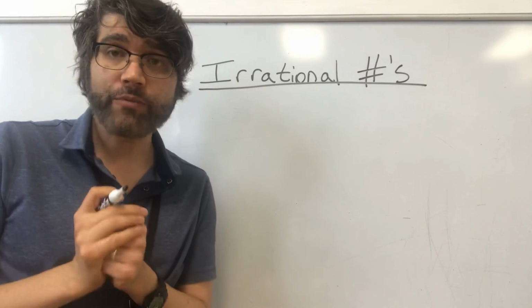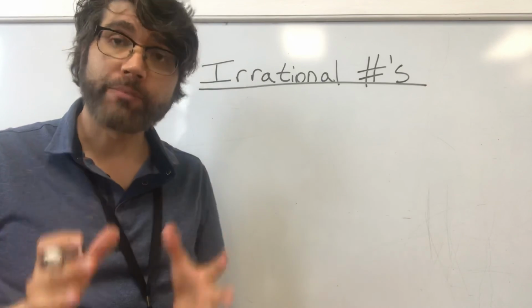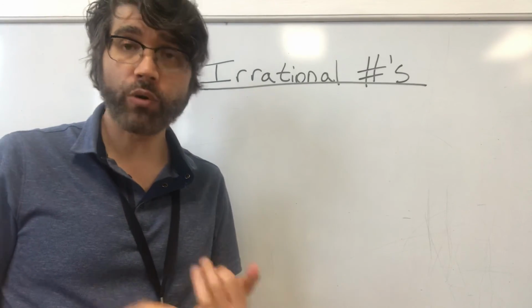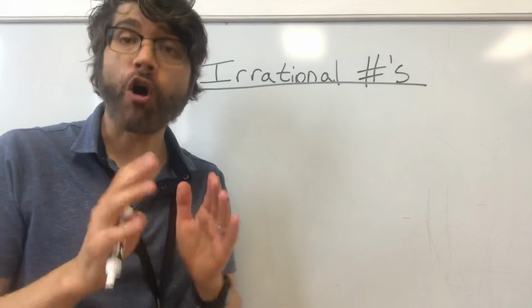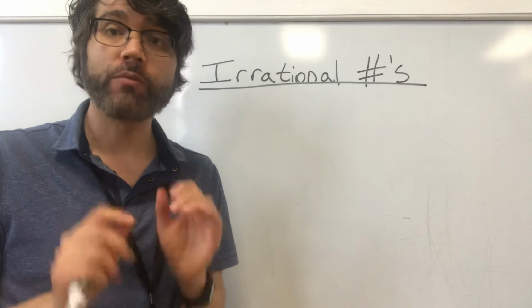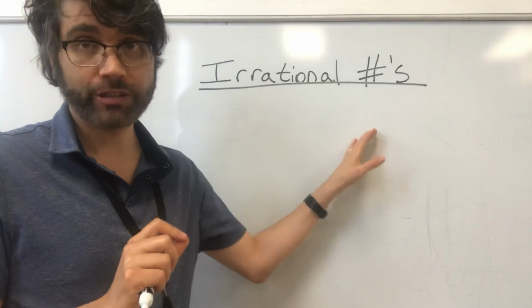So everything that we've done up to this point in chapter 1, all of the numbers we have talked about have been rational numbers. Whether they're whole numbers, integers, or fractions, all of them have been rational numbers, okay? Now we're going to go into something that's called irrational numbers.